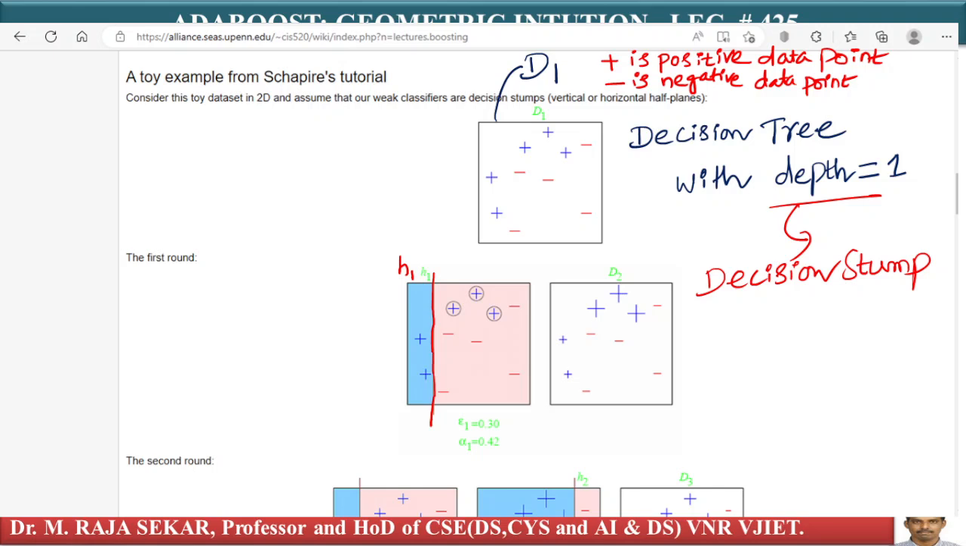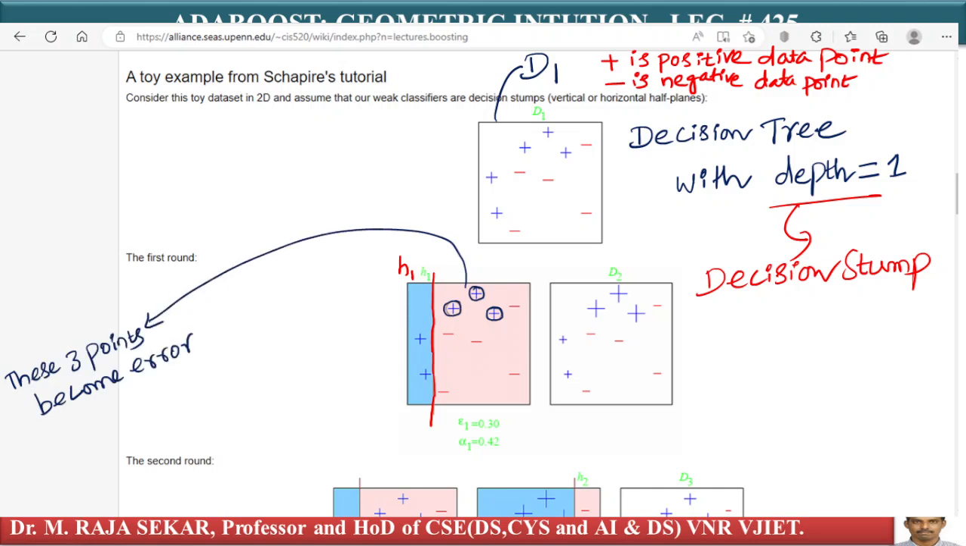H1 is a line, and this is the first round. Everything on the left side of the hyperplane is blue. Everything on the right side of the hyperplane is, let me say, red. These 3 points become errors. Why? Because these pluses must be on the blue side, but they are on the red side. Now for this model, I compute that these 3 pluses are errors.